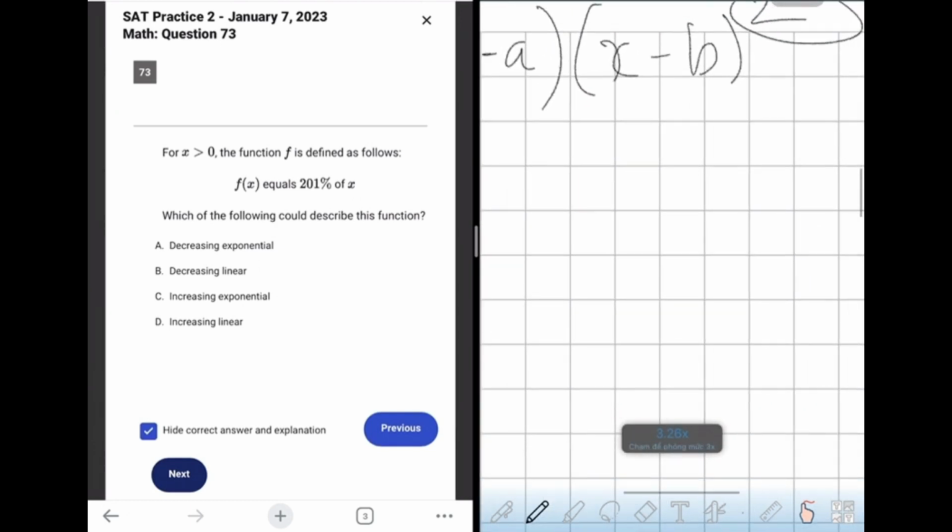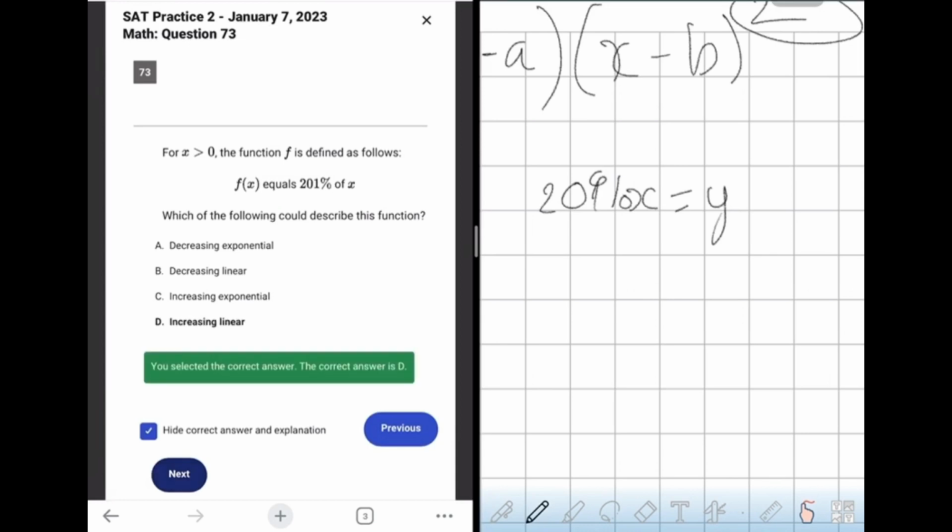Okay, they ask about which type of equation. So we have x equal y. So yeah, very obvious. It's the increasing linear, right?